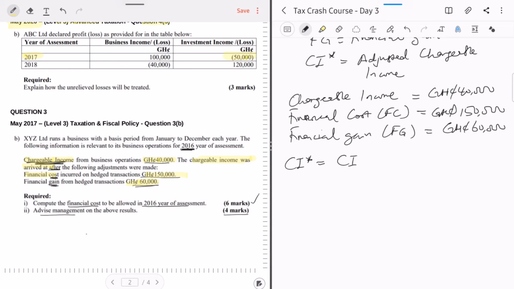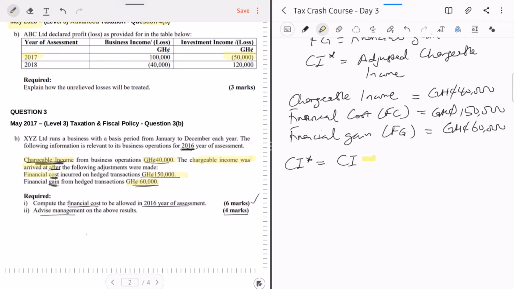Please listen. You agree with me, to get the chargeable income, ordinarily you add all incomes and less all expenses, right? So if you are working backwards to strip these figures out, you add back finance costs, and you now rather less the finance gain. So our CI star would be the CI they gave us in the question, which is here as 40,000, right?